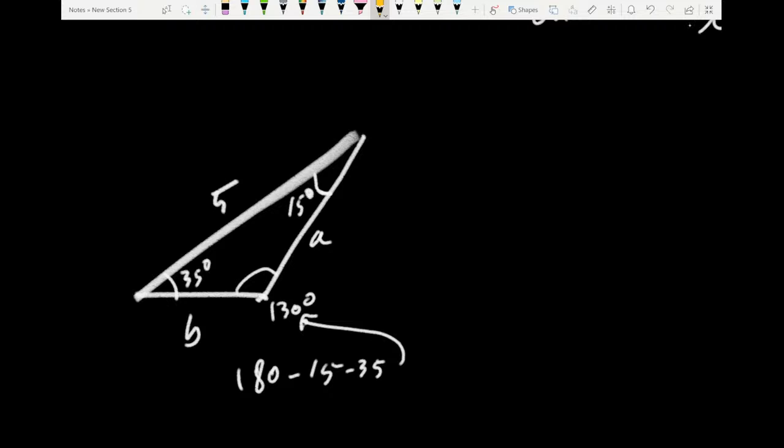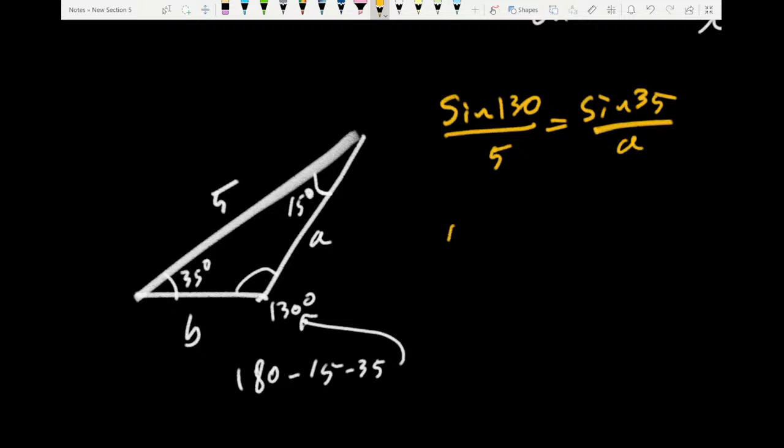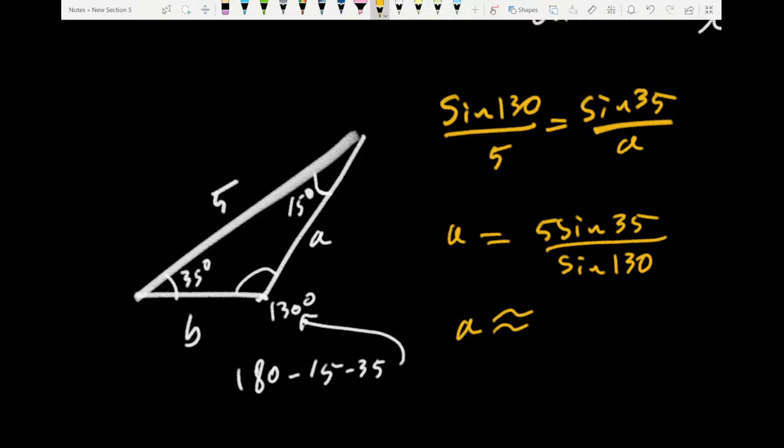So now let's use this. Sine of 130 over 5 equals sine of 35 over A. So A equals 5 sine of 35 over sine of 130. So approximately your A is going to be 3.74.